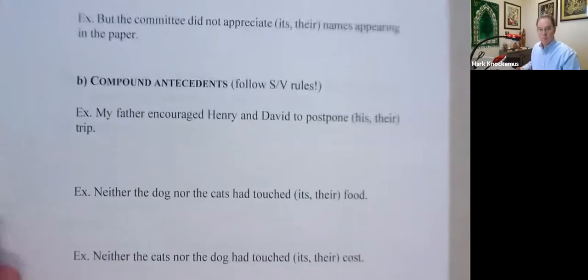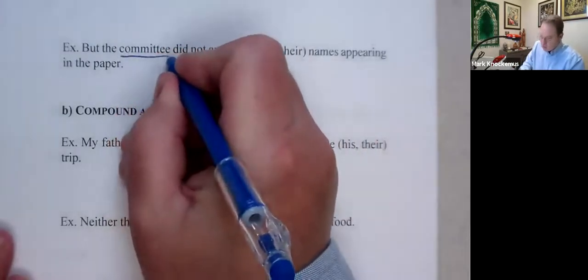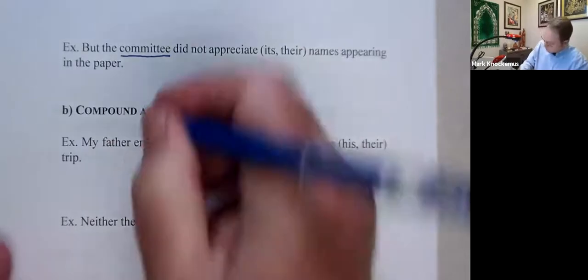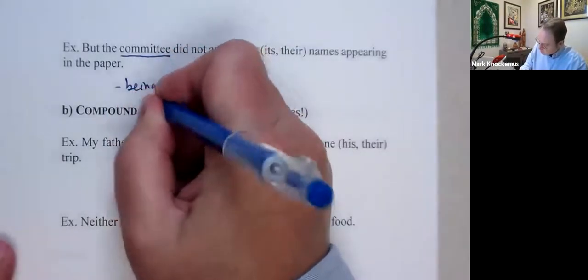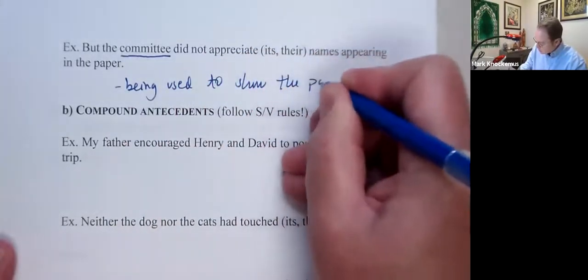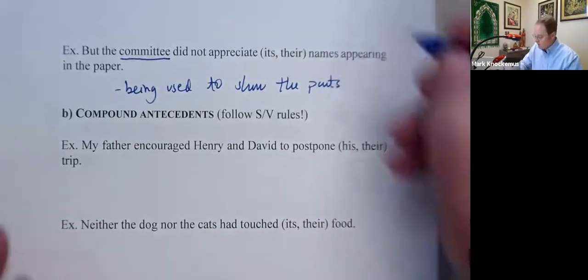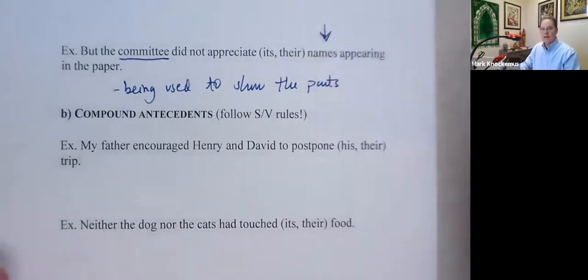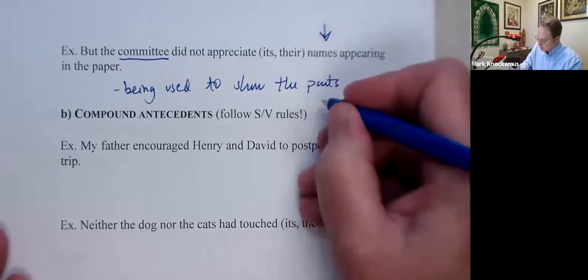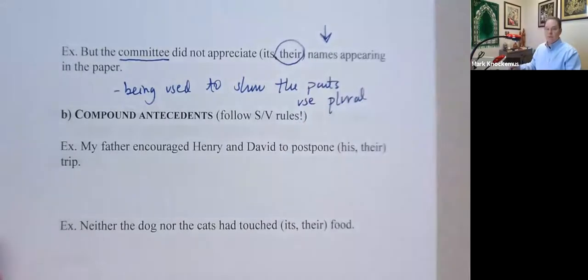However, the committee did not appreciate blank names appearing in the paper. So here we have the same, but now, what do we see? Being used to show the parts, not the whole. How do we know that we're showing the parts, not the whole? Names. That's plural. So now the committee did not appreciate their names appearing in the paper.